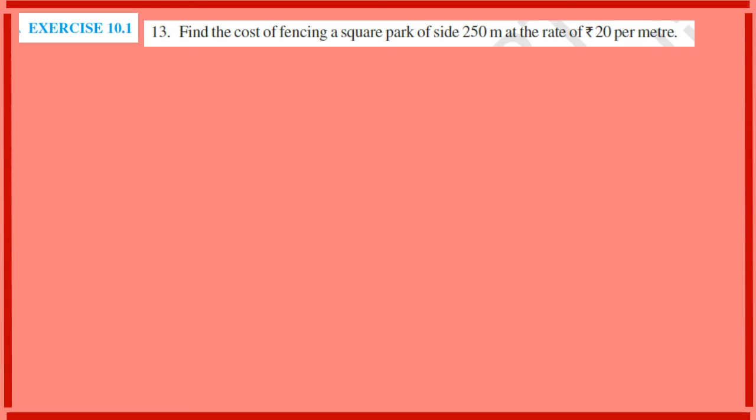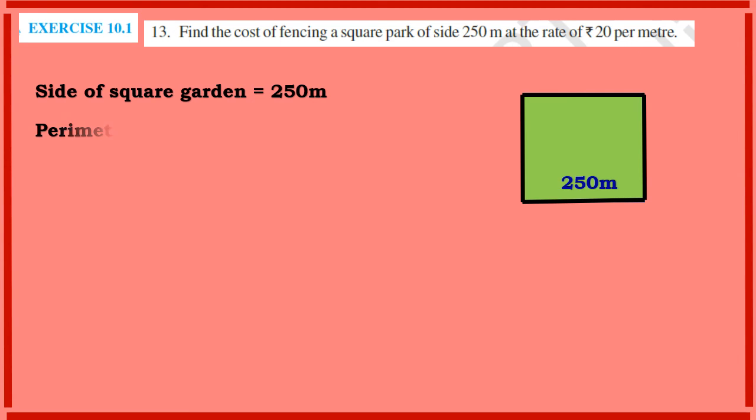Find the cost of fencing a square park of side 250 meter at the rate of rupees 20 per meter. So we have to fence a square park. So this is a square park of side 250 meter and we need to fence all four sides. So first we have to find how much length of fencing is needed. For that, what do we need to find? The perimeter of the square park we have to find first.